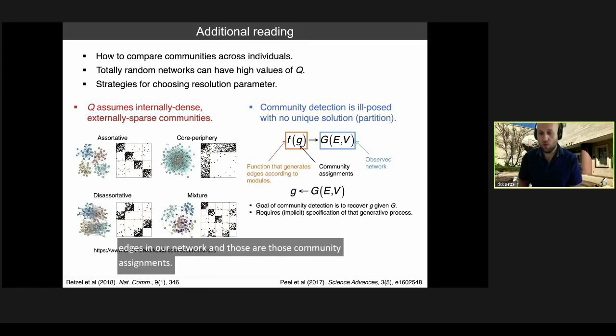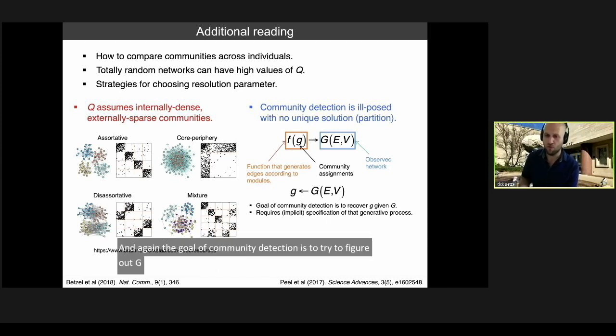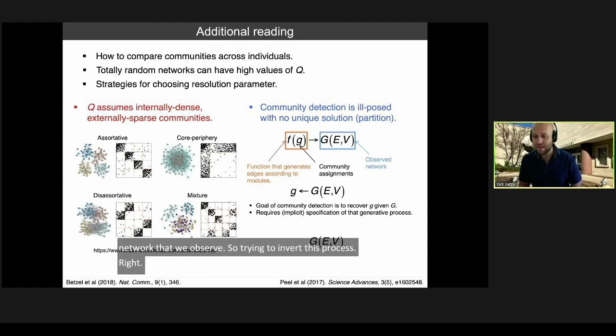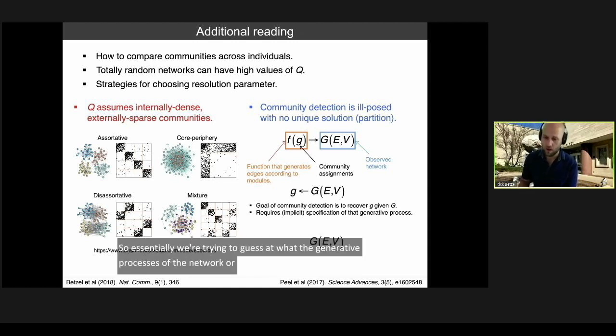And again, the goal of community detection is to try to figure out g, the lowercase g, the communities, given the network that we observe. So we're trying to invert this process, right? Essentially, we're trying to guess at what the generative process of the network is. We're trying to guess at what f to the -1 is.